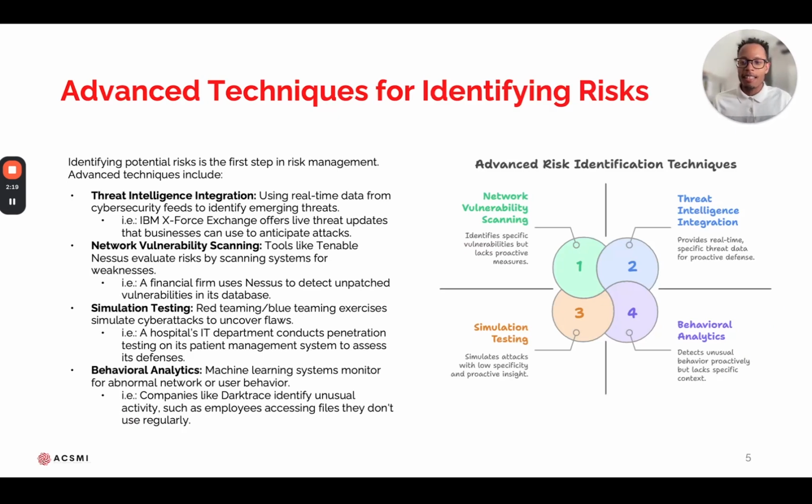Now, some advanced techniques for identifying this risk. Think about it like this. We're thinking outside the box here. We're looking at how we can scan the network with tools such as Nessus, ACAS, right, or something like OpenVAS. But we're trying to identify specific vulnerabilities that are associated with that system and the software that's existing on that system. And then you're going to go into the threat intel integration, where you're going to provide some real-time threat data to actively defend against these threats. It's all about having that vulnerability being protected.